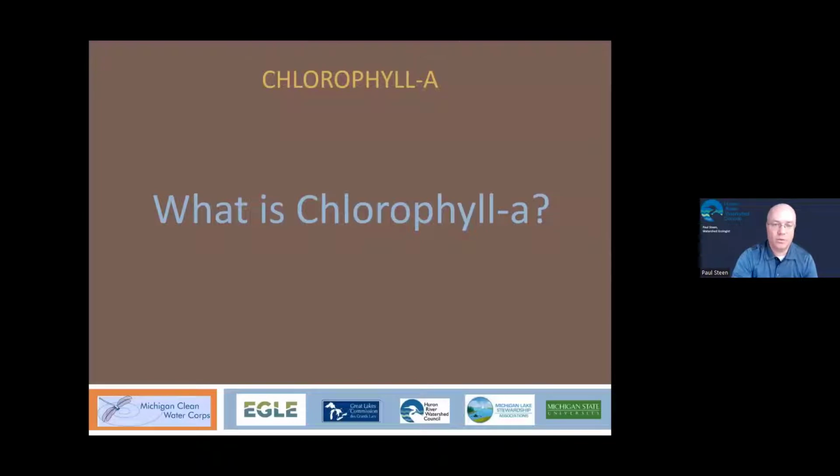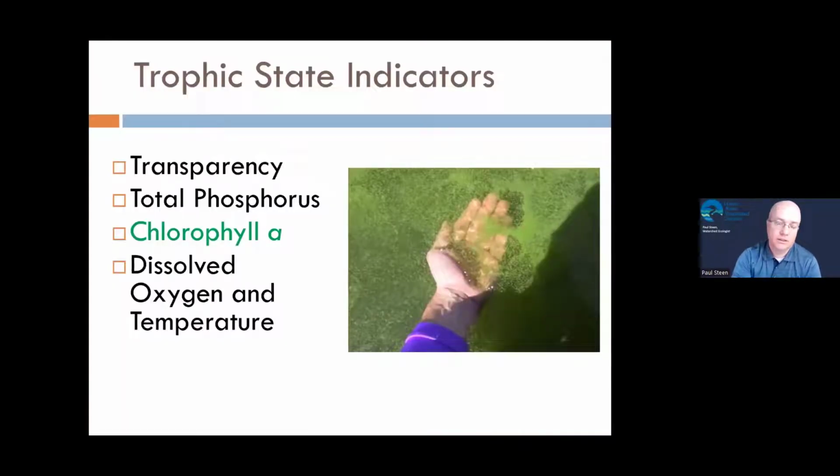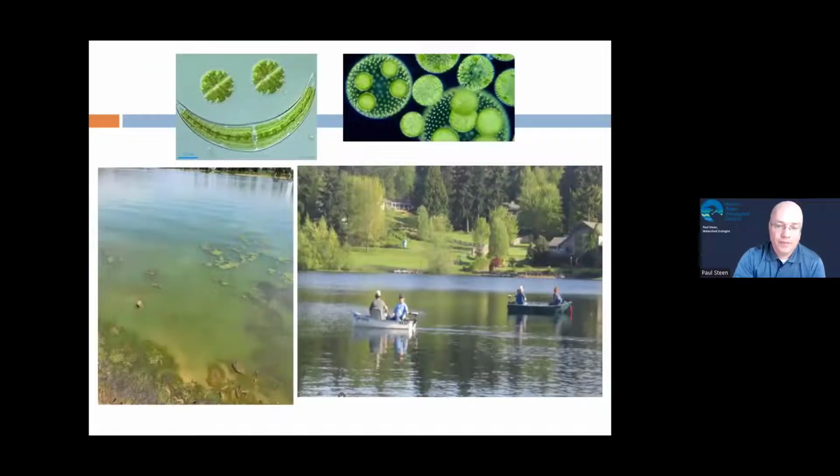So let's start with what is Chlorophyll-a? Like the other parameters that Eric mentioned already, it's one of our trophic state indicators. So it's a measurement of the trophic state or the productivity of a lake. And that is because chlorophyll is basically the bottom of the food web for your lake community.